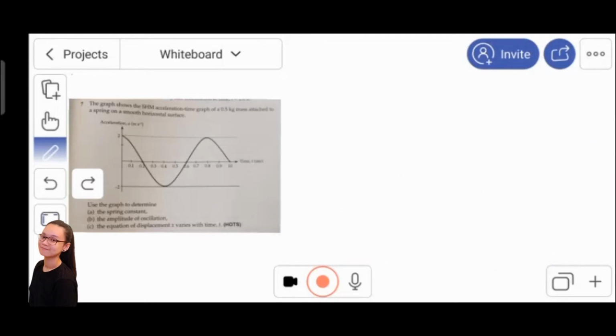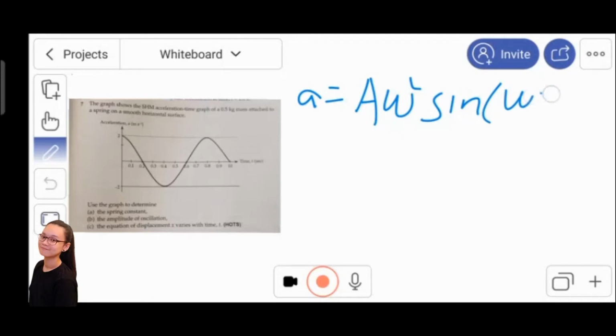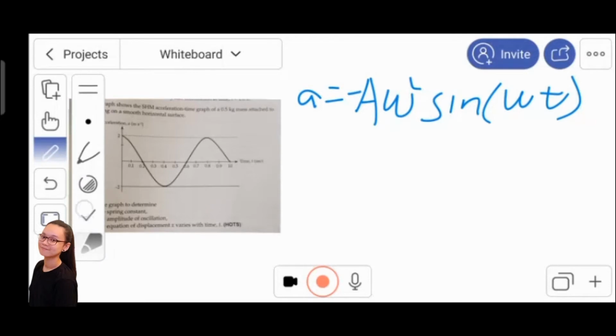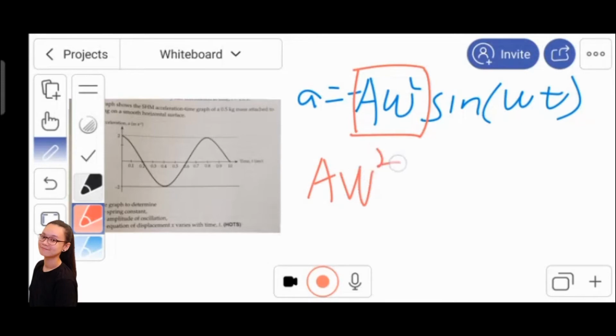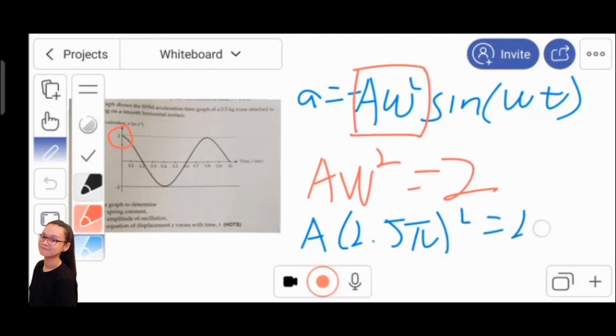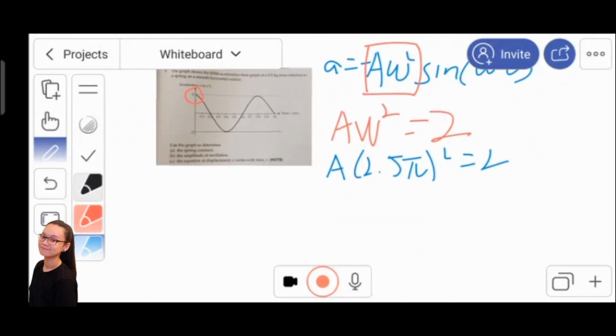Let's continue with calculating the amplitude. We already know the formula of a. So the amplitude of the graph is A omega square. We get the highest point here is equal to 2. We got the value of omega in the first question. Let's sub in. So in the end we get the amplitude.